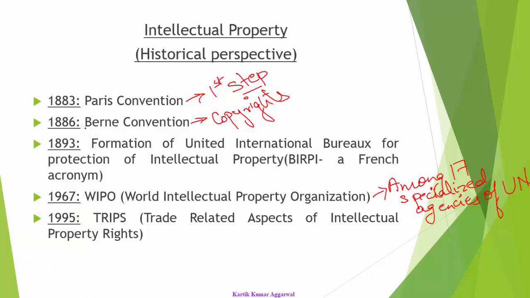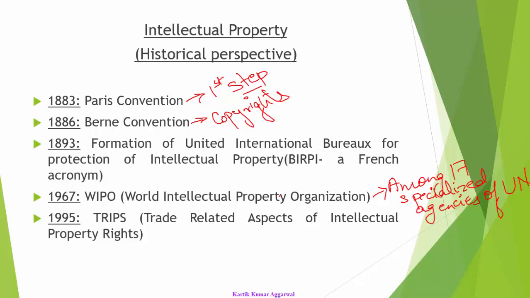In 1886, this was taken further by the introduction of copyright in the Berne Convention. In 1893, both the Berne Convention and Paris Convention were merged to form the United International Bureau for Protection of Intellectual Property, commonly known as BIRPI, a French acronym. In 1967, BIRPI was replaced by WIPO, the World Intellectual Property Organization.